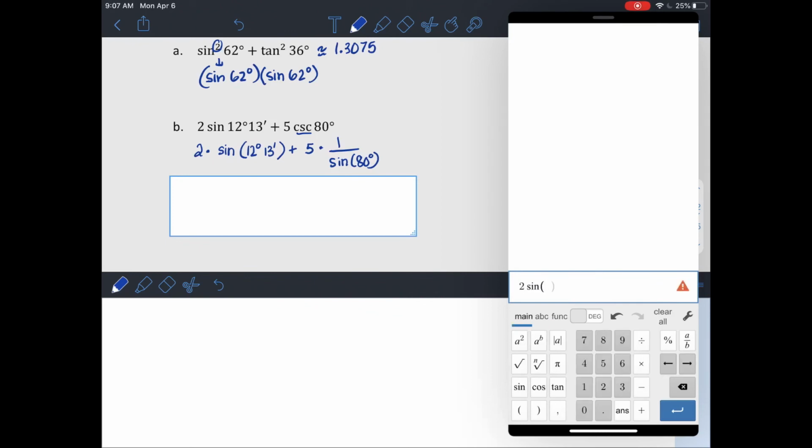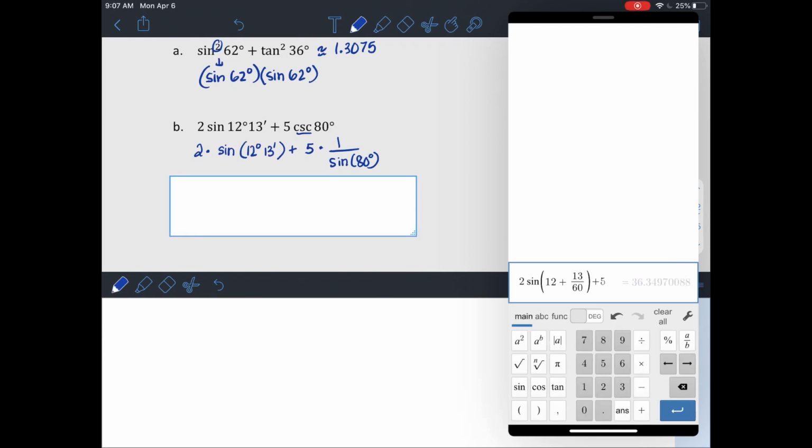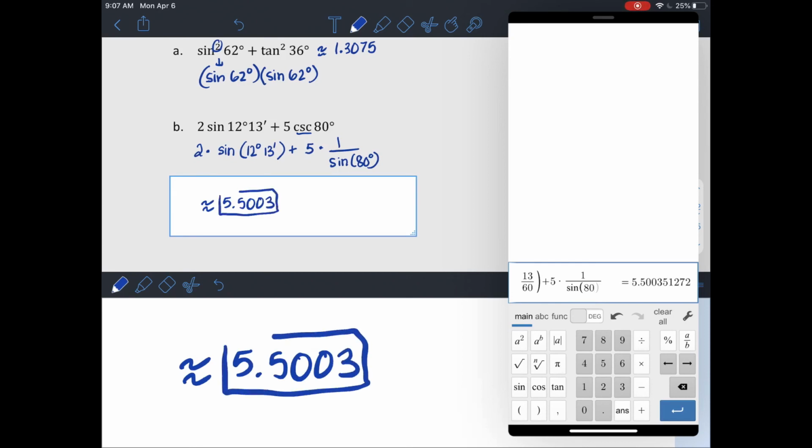So I'll have 2 times sine of 12 plus 13 minutes, which is 13 out of 60 degrees, so that's why I'm doing a little workaround here. If you're in a regular calculator, you go to your degrees, minutes, seconds menu and use it. And then plus 5 times 1 over sine of 80 degrees should get you approximately 5.5004. I didn't round right. Close enough.